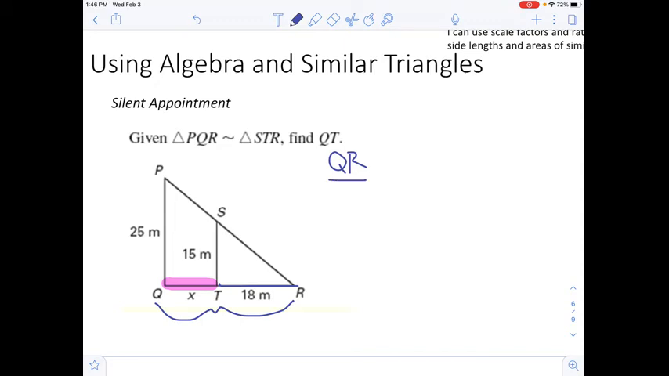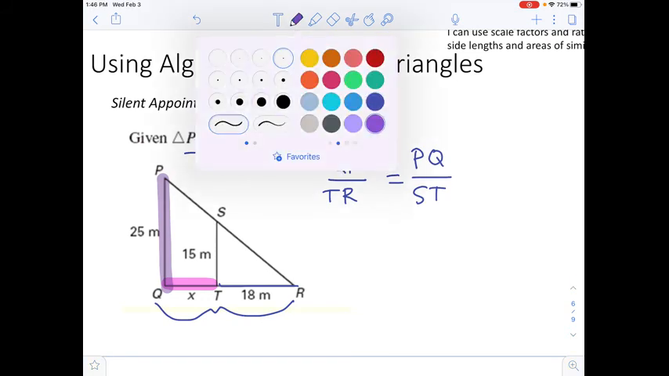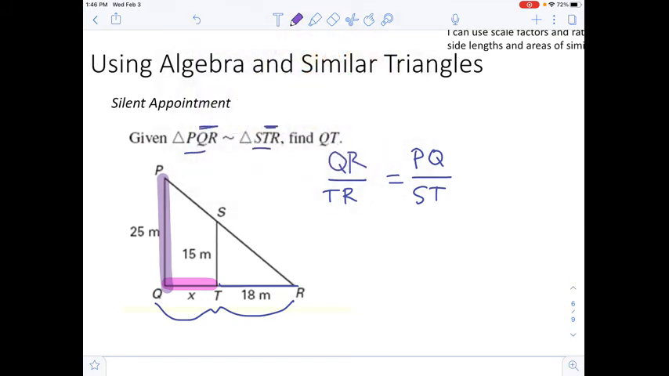So QR, and again, I like to use the letters. So I'm going to look up here. QR is the last two, so that corresponds to TR, equals, and then I look for other measurements that I have. So looking at my triangle setup here, I know I'm looking at the big triangle first because we did the big one on top. So PQ, and that was the first two. So that corresponds to ST. Then I'm going to plug in my numbers.